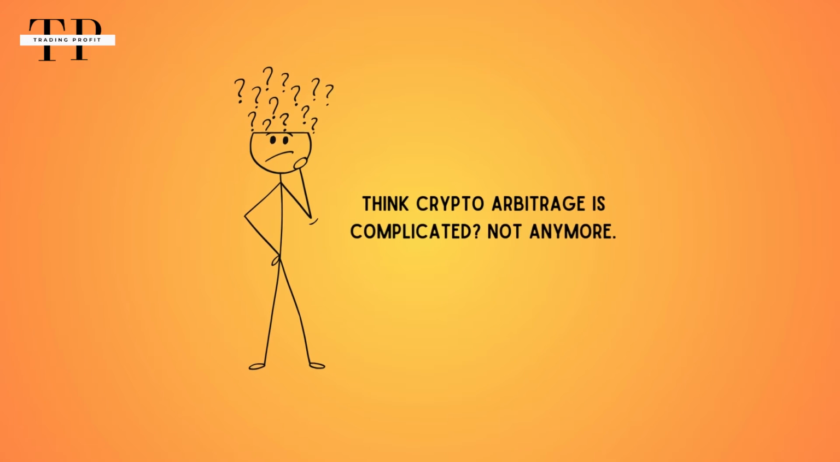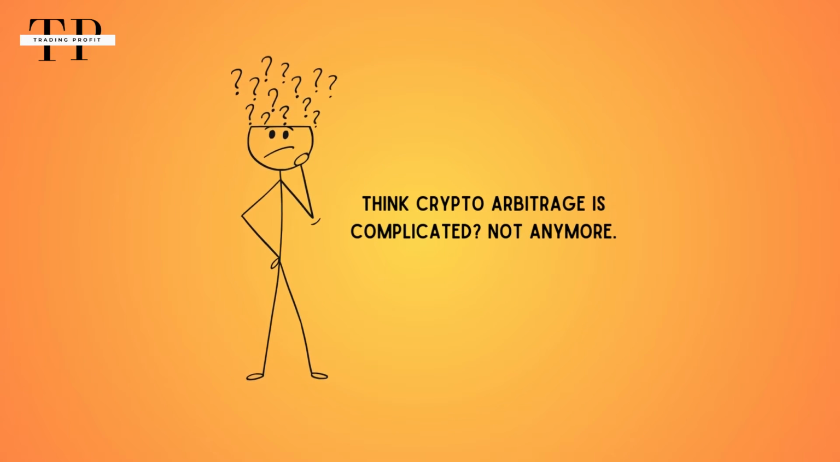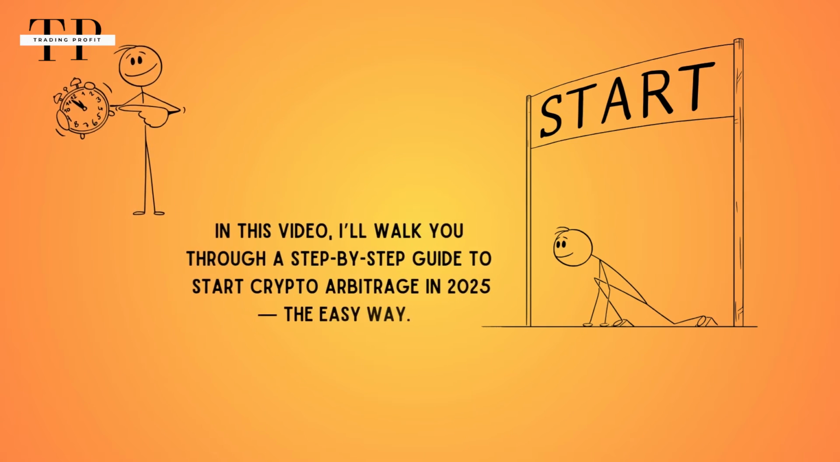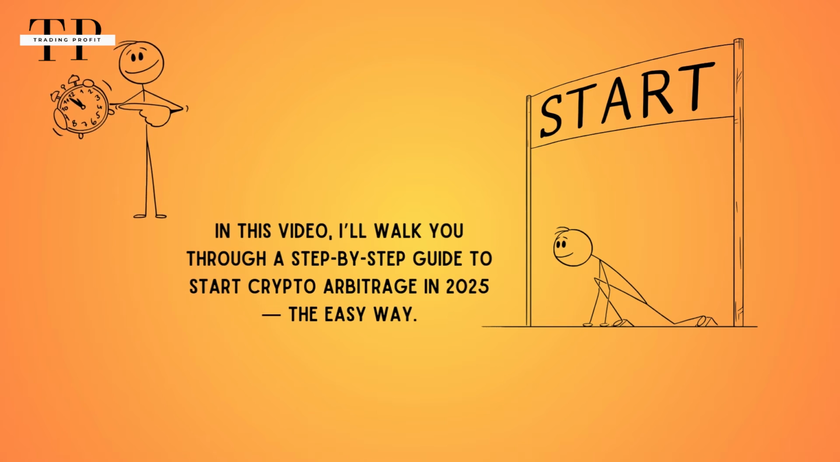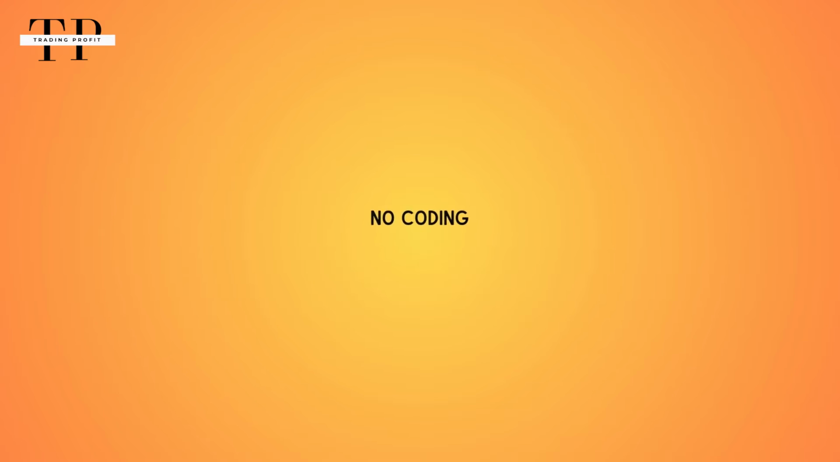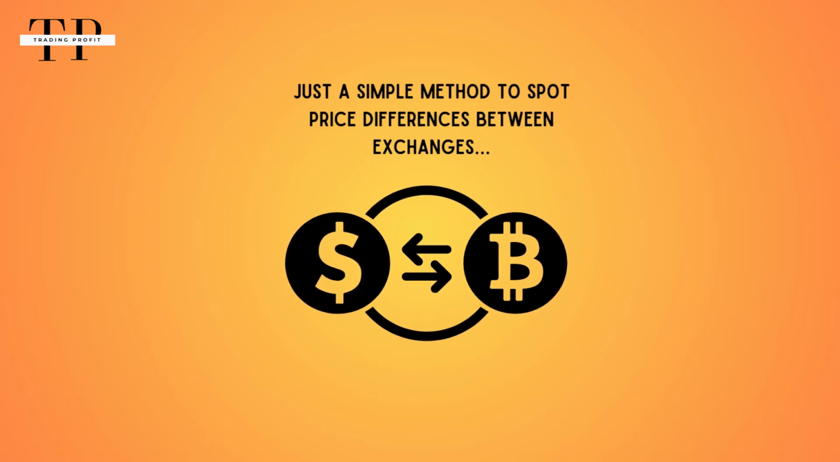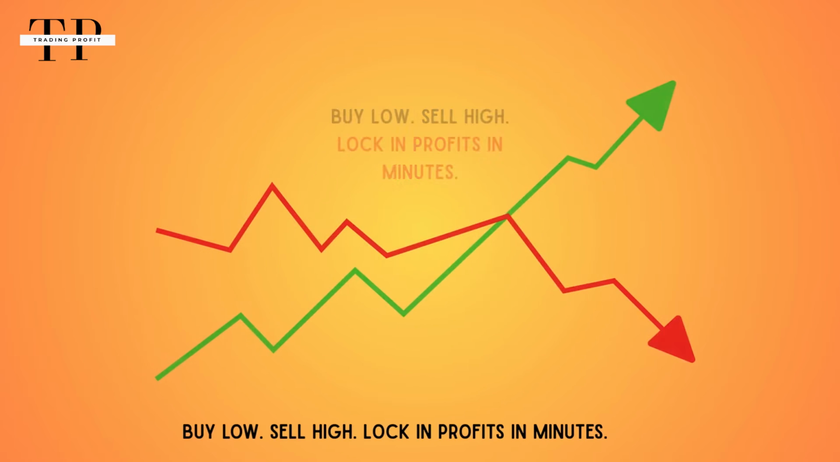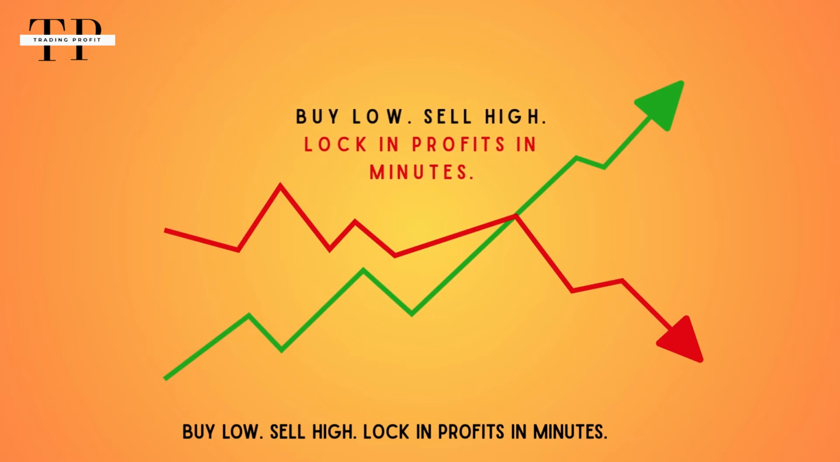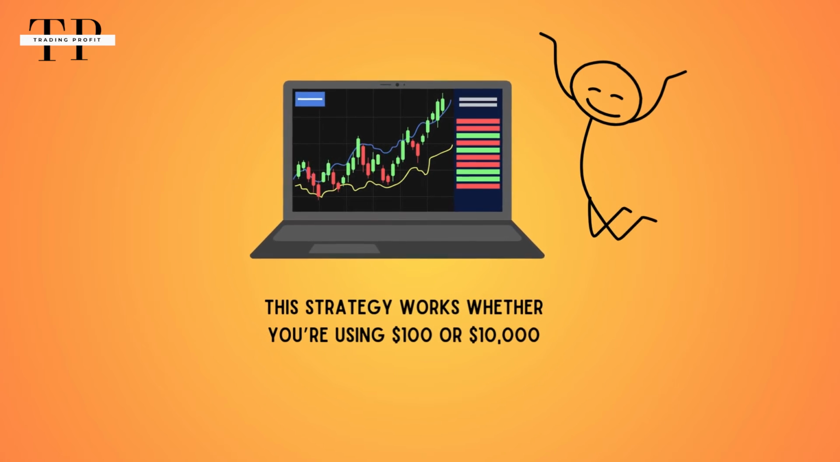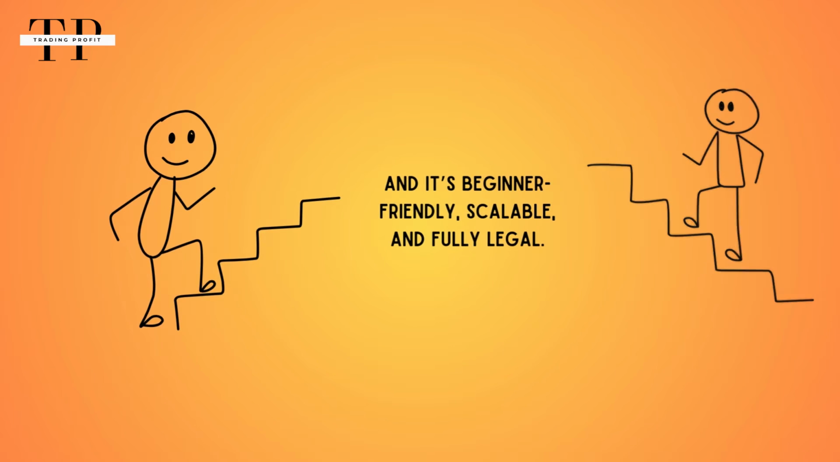Think crypto arbitrage is complicated? Not anymore. In this video, I'll walk you through a step-by-step guide to start crypto arbitrage in 2025, the easy way. No coding, no advanced trading, just a simple method to spot price differences between exchanges. Buy low, sell high. Lock in profits in minutes. This strategy works whether you're using $100 or $10,000, and it's beginner-friendly, scalable, and fully legal.